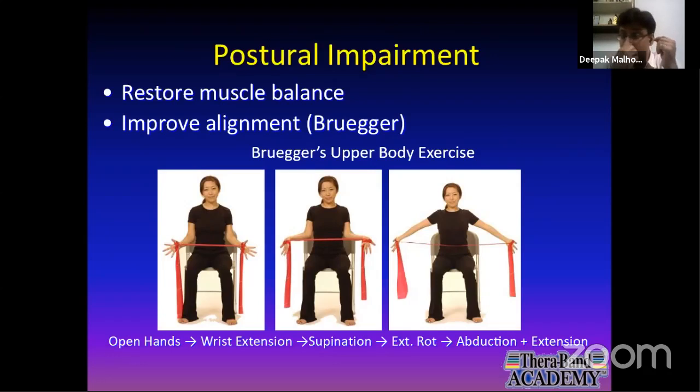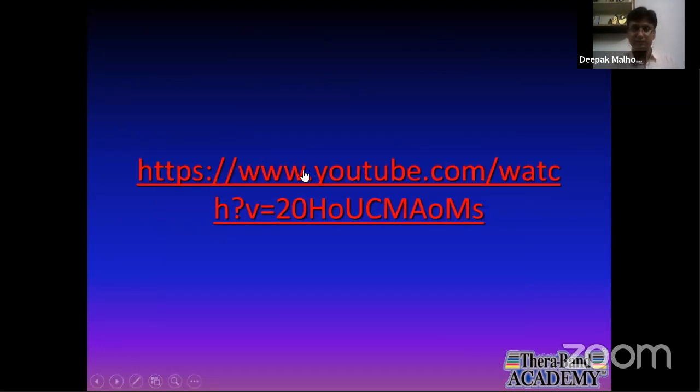So if you want to correct that upper body posture, you can use the Brugger's exercise. This is Brugger's upper body exercise. There is a specific way of wrapping the bands around your hand. So I'll just try to show you like this. This is how you wrap the band in your hand, and then you do the Brugger's exercise. You open hands, you go for wrist extension, supination, external rotation, abduction plus extension. Okay, so I'd like to show a video for that.